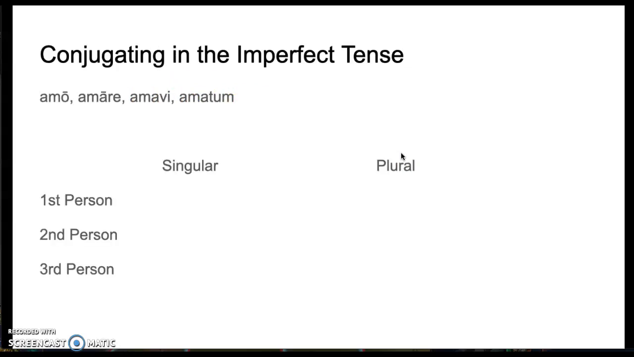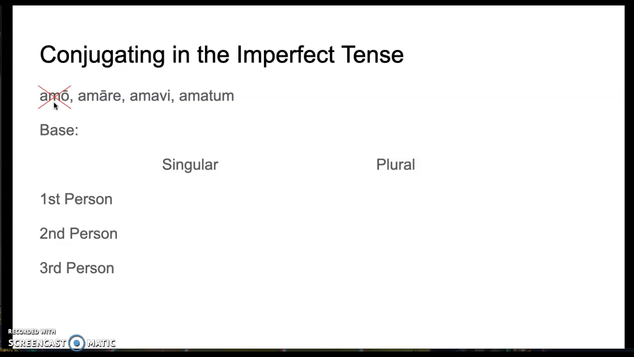Now, conjugating the verb in the imperfect tense. You're going to see some very similar similarities between the present tense and the imperfect tense, but there are a few differences as well. So if we look at our verb to love, amo, amare, amavi, amatum, we'll see that our chart is set up just the way it always has been, first person, second person, third person, singular and plural. But one of the big differences is we are not going to use this first form. That first form, amo, is literally first person singular present tense. It is used in the present tense only. We will not use this form at all. So that means drop and stop does not apply to the imperfect tense. Drop and stop is present tense only.